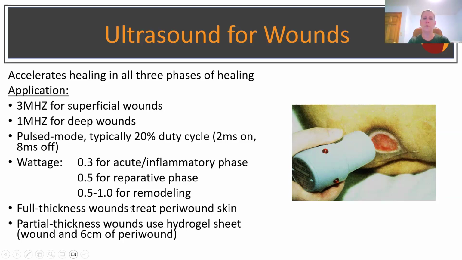If it's a full thickness wound and it's so deep that right below the wound is like bone, we don't want to ultrasound over top of it. We usually do the skin around the wound to help it heal.